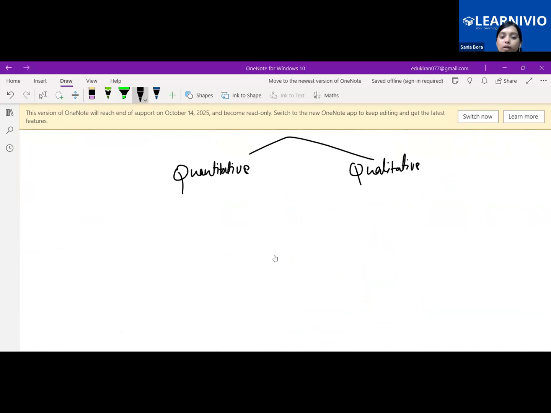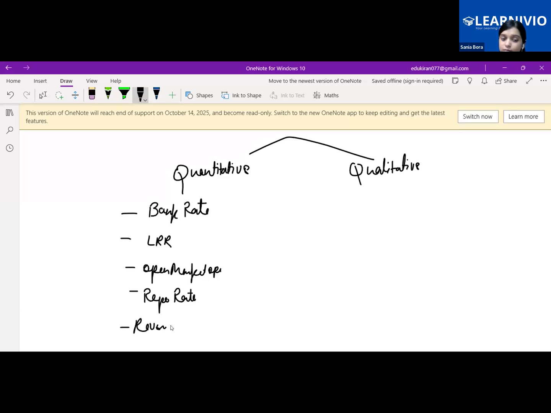Okay, so what will come under quantitative? First of all, bank rate. Okay, I will make you understand what this bank rate is. Then legal reserve ratio, LRR. Okay, then open market operation, repo rate, reverse repo rate, right? These are what is called quantitative. Got my point?